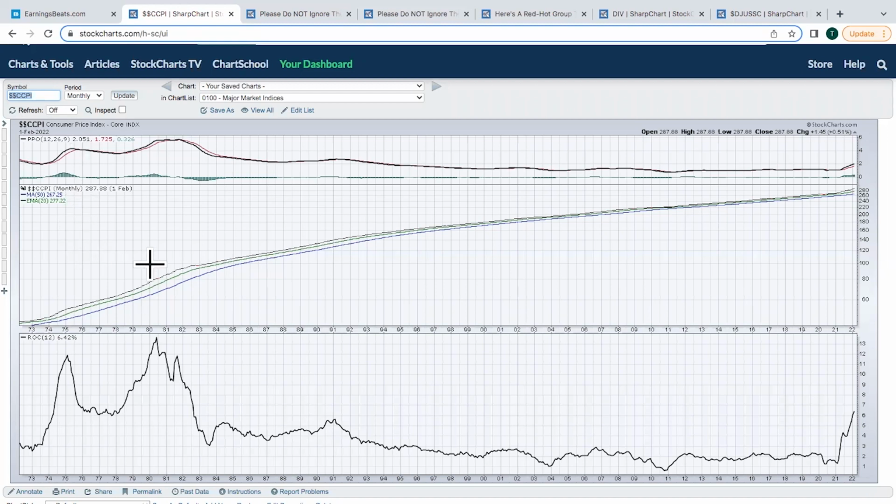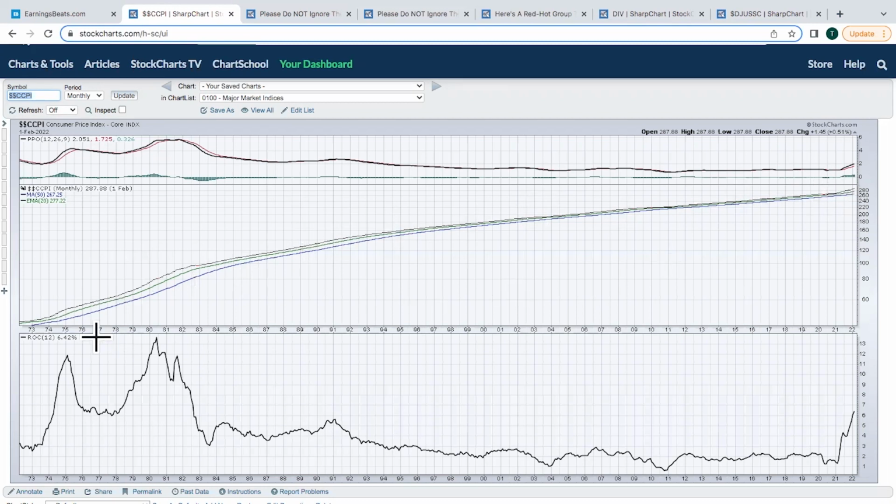And the way I've set this chart up, I've put it on a monthly chart. CPI only comes out once a month. So if you do it on a monthly chart, it kind of gets rid of all the noise. And you can look at a long-term chart. This is a 50-year monthly chart showing all of the CPI data monthly.